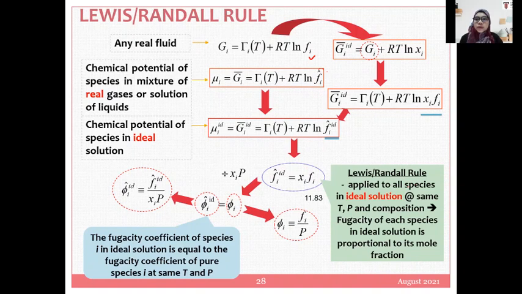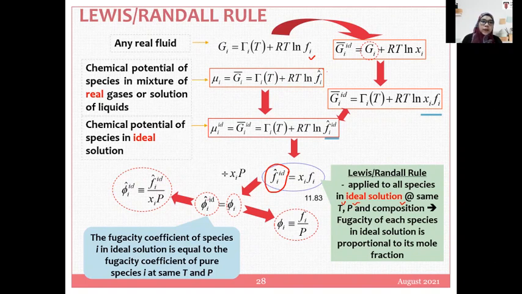Okay, the Lewis-Randall rule applies to all species in an ideal solution at the same temperature, pressure, and composition. The fugacity for each species in the ideal solution is proportional to the mole fraction. So we can obtain the fugacity coefficient by dividing the fugacity in the ideal solution by the mole fraction.